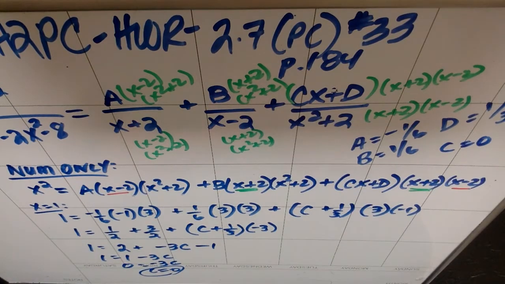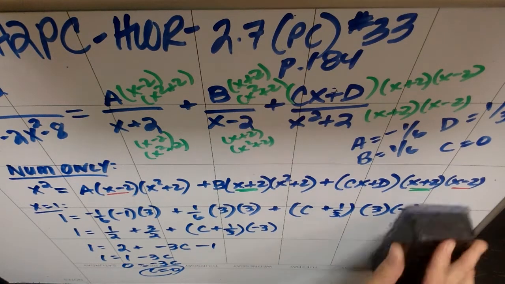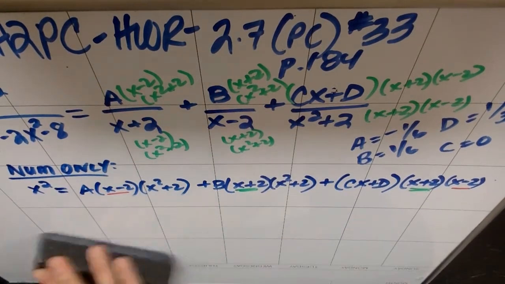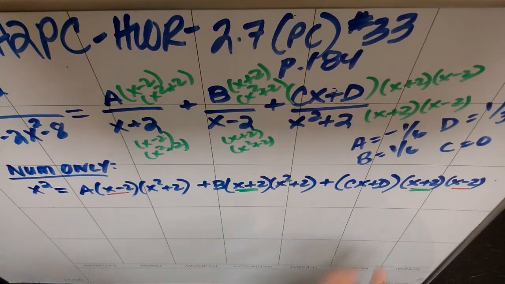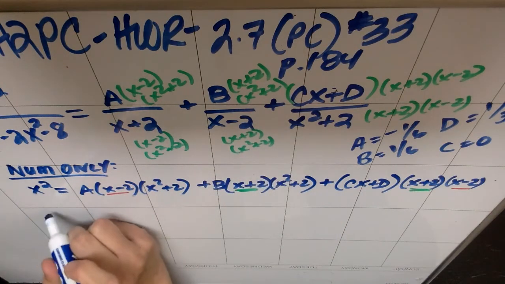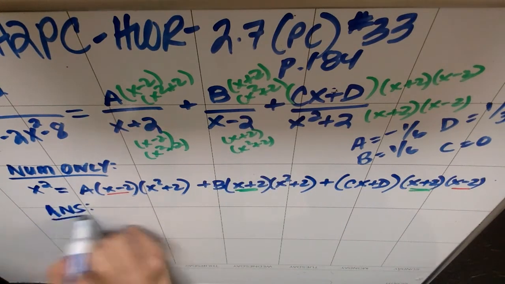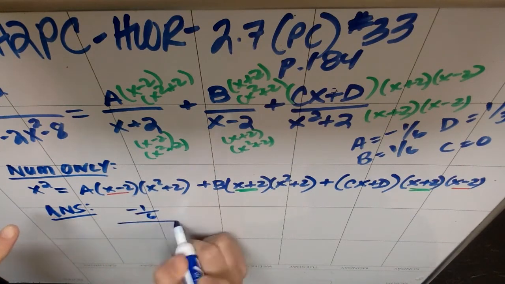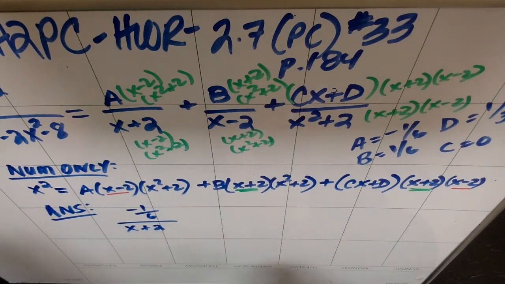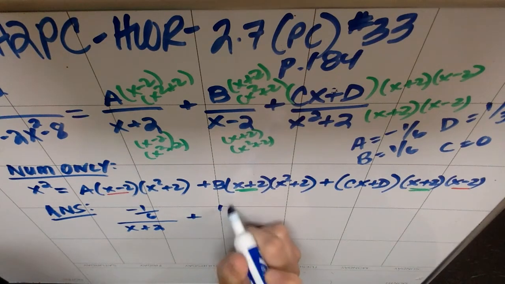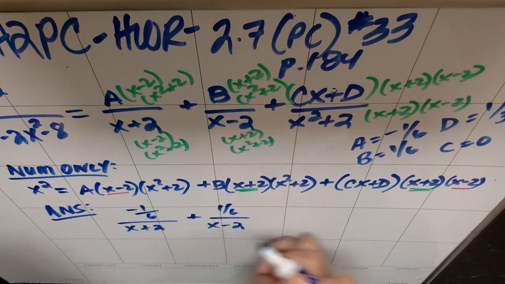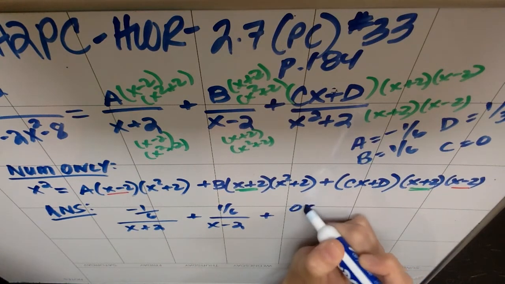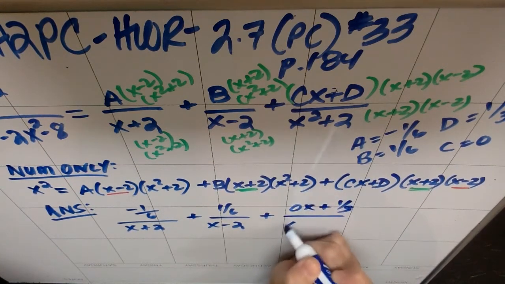So my very last job is going to be to write my expression, this setup I have in blue up here, with the numbers instead of these letters, right? So it seems to me that my answer, and I'm going to show you why our answer might look a little different than the one in the book, is going to be a, which is the negative 1/6 on top of the x plus 2, and we'll talk about what to do with that 6 in a second, plus the b, which is a 1/6 over this x minus 2, plus the c, which is a 0x, so 0x plus 1/3, all over this x squared plus 2.